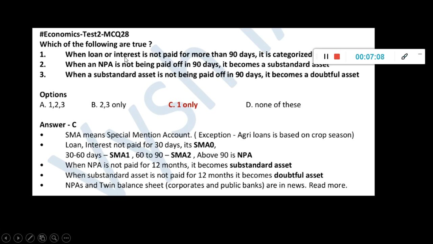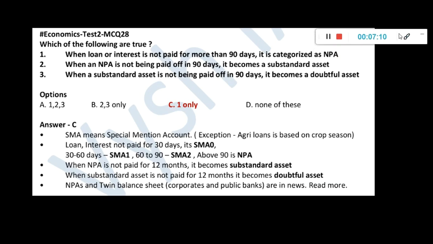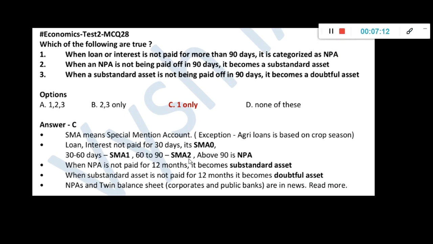So the first statement is true. Okay, it is categorized as NPA. Now, when an NPA is not paid for 12 months, it becomes a substandard asset, and when a substandard asset is not paid for 12 months, it becomes a doubtful asset. Okay, so this 90 is wrong. Here it should be 12 months, in statements 2 and 3.